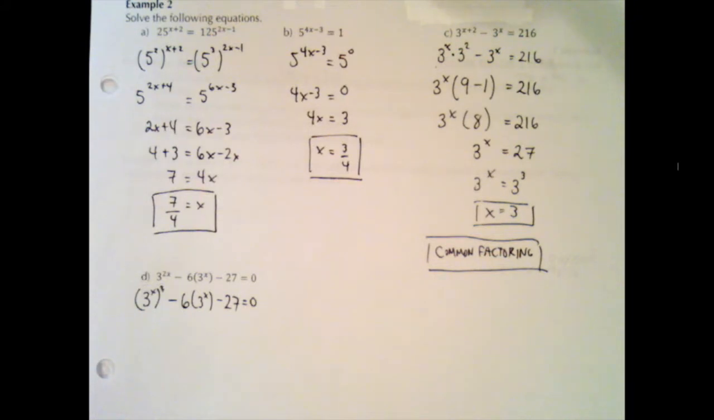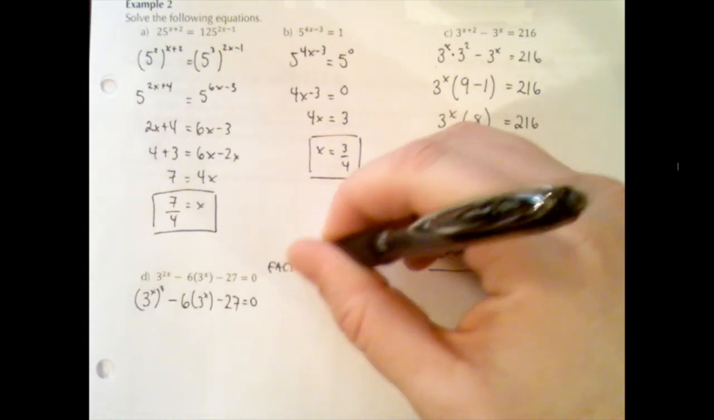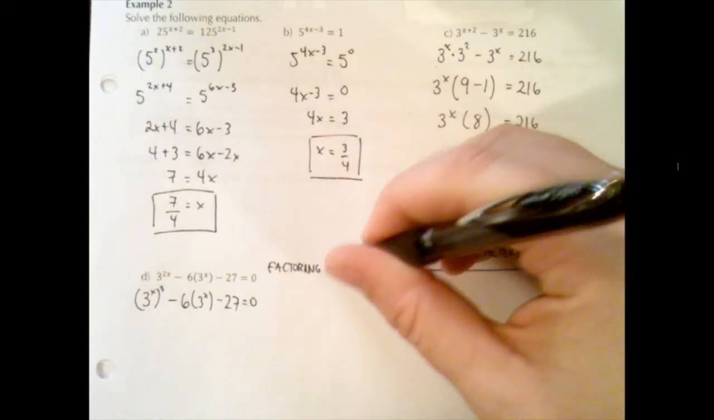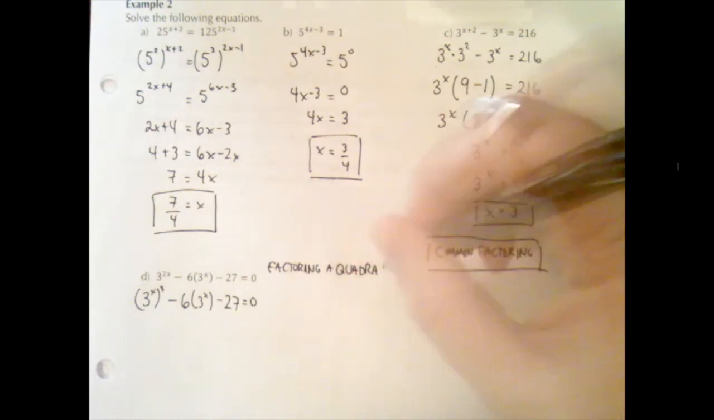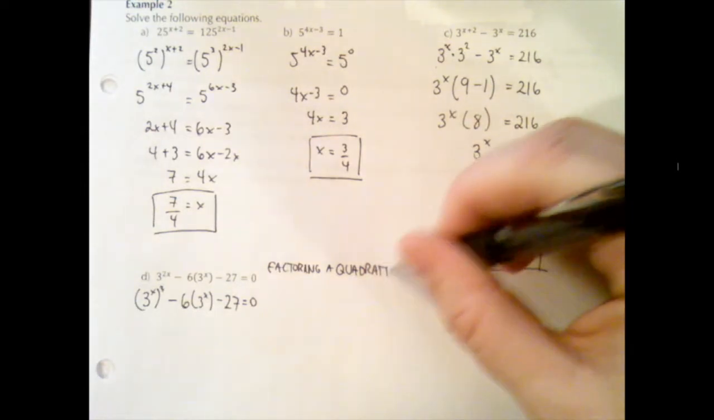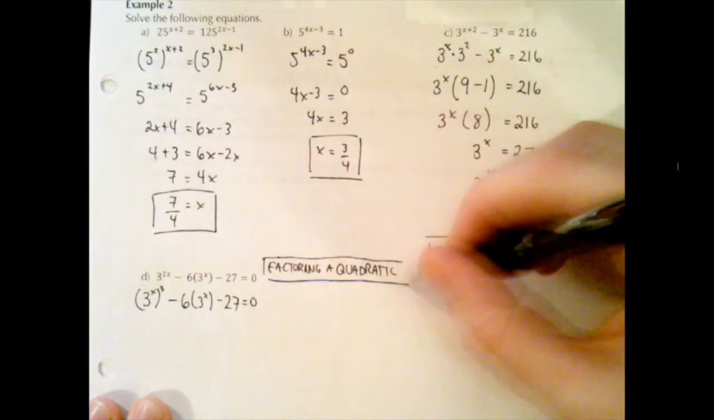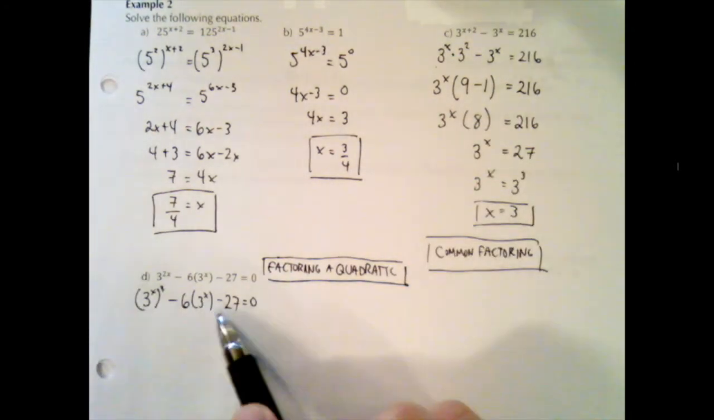And the strategy we're actually going to use in this case is factoring a quadratic. Why factoring a quadratic? Well, if we look at the way the equation sets up, we have 3 to the exponent x squared, 3 to the exponent x, and a constant term.